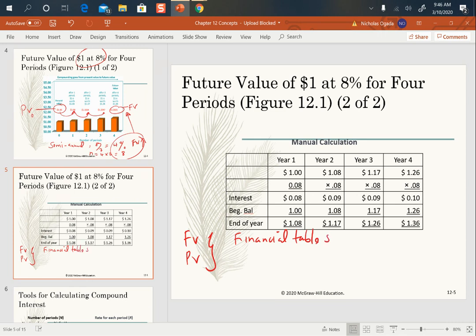They demonstrate how we use the financial tables to find the future value and the present value, and I'm going to show you how those tables look. The other way to do this is to use the financial formula, which is basically the one I showed you earlier.